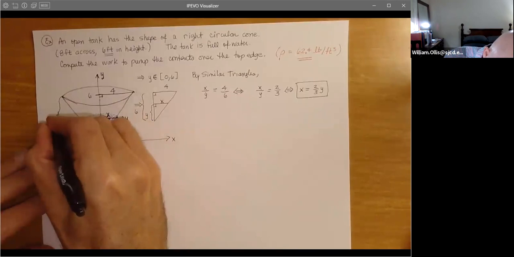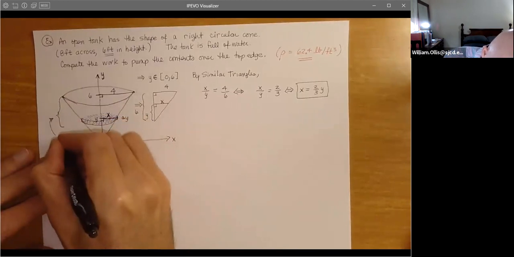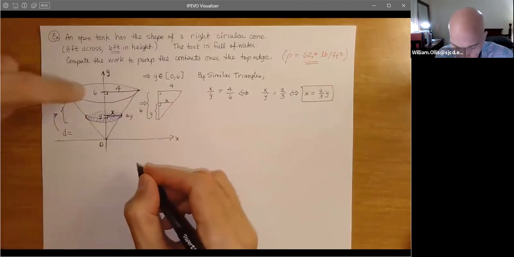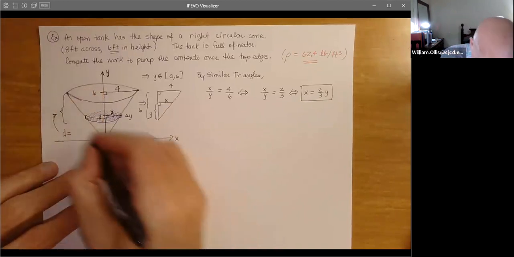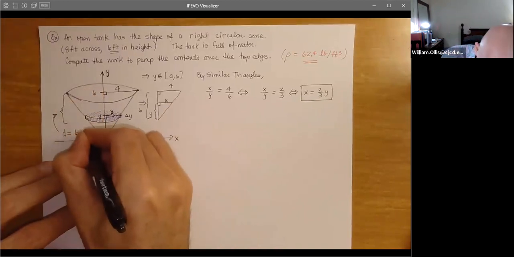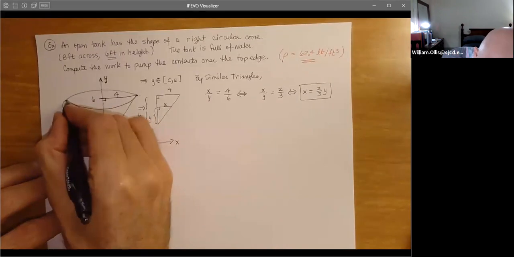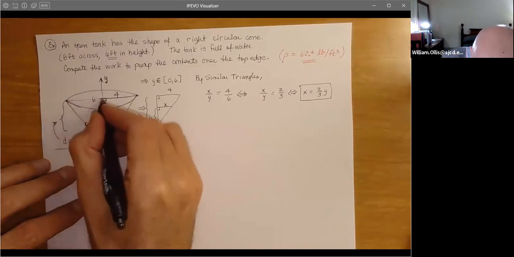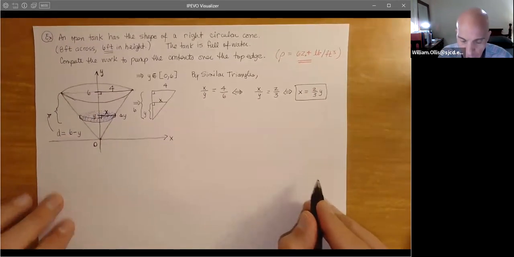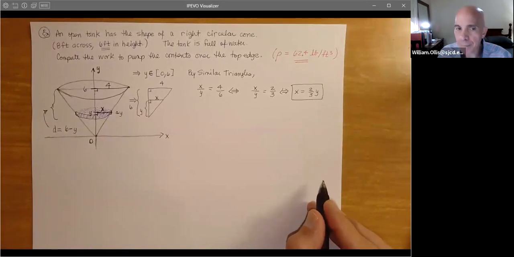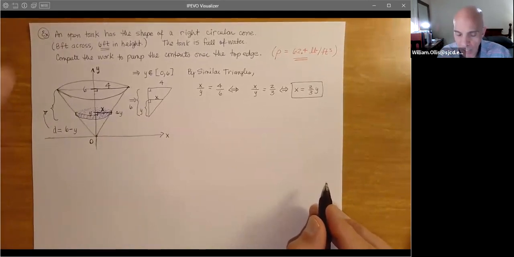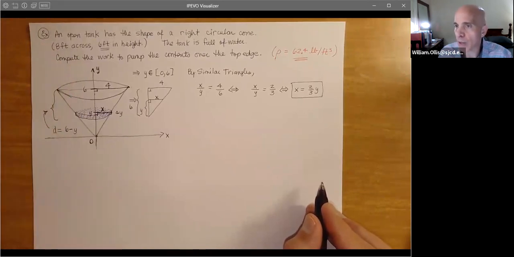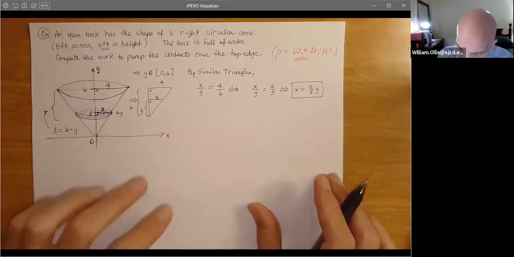So this will be, I'll just note here, I'll put a little arrow here. D will actually be 6 minus Y. So here's the top of the tank, so to speak, right there. So again, very simple geometry as long as you draw a picture to organize your thoughts, just like we've been doing all along. And that, of course, is the visual aspect.